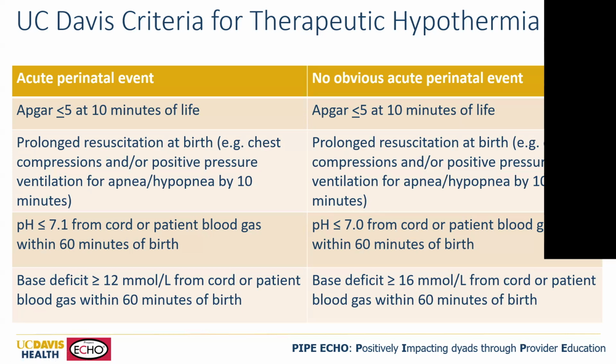Now, if there's no obvious perinatal event, we're going to make you prove yourself a little bit more, because we just want to make sure we're not cooling kids that just delayed transition or something else, right? So they have a pH criteria of less than or equal to 7 and a base deficit criteria of 16 or higher. I just put this into a table, but it looks slightly different on the document that you'll see on the PCG.